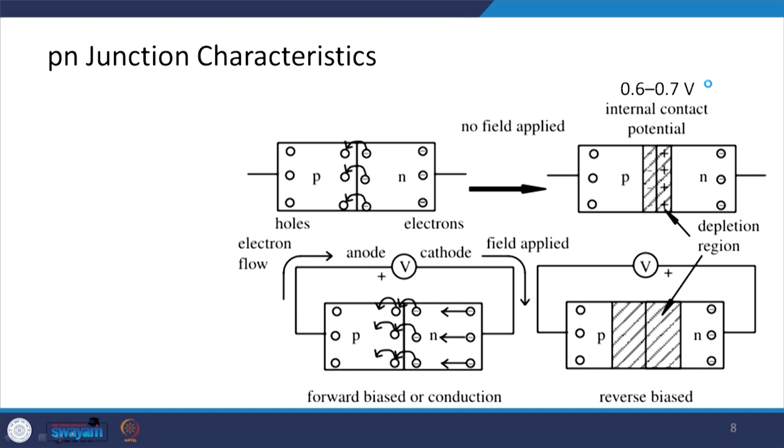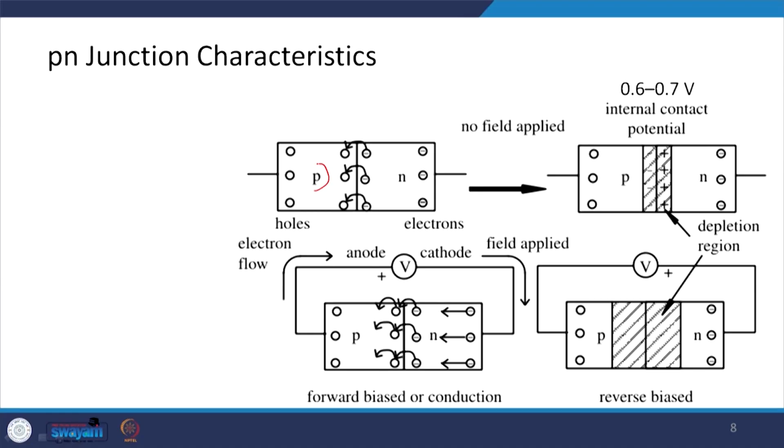So, let us look at the p-n junction characteristic. A p-n junction means that what we are doing essentially is putting a p type semiconductor and an n type semiconductor together. So, we have the p type semiconductor, we have the n type semiconductor. In n type semiconductor we have the free electrons which are readily available to move, whereas in p type semiconductor we have the holes which are readily available to move.